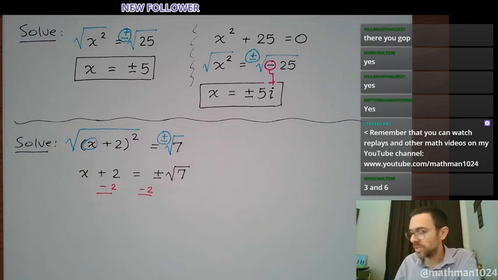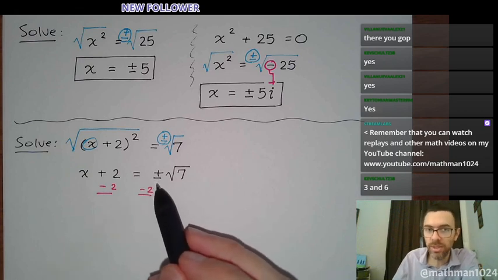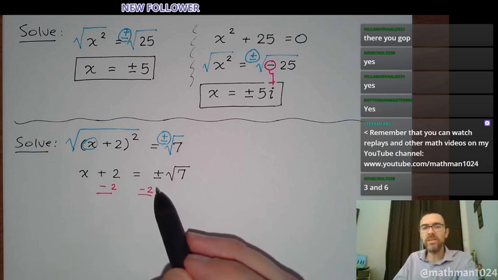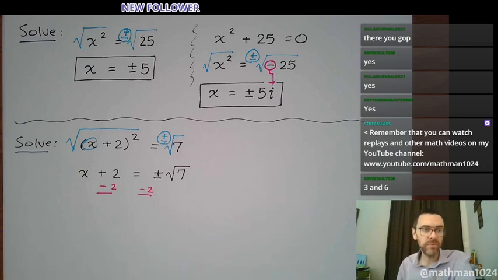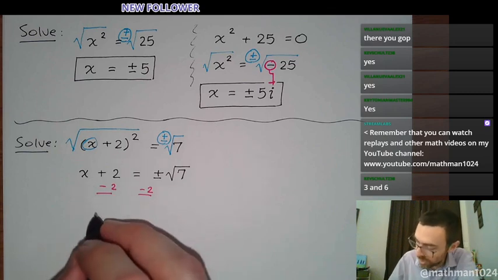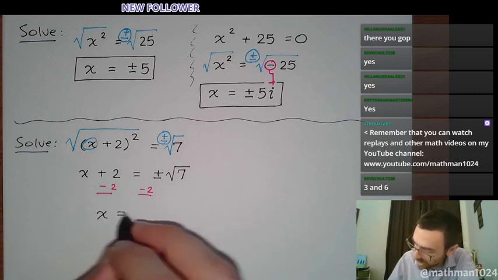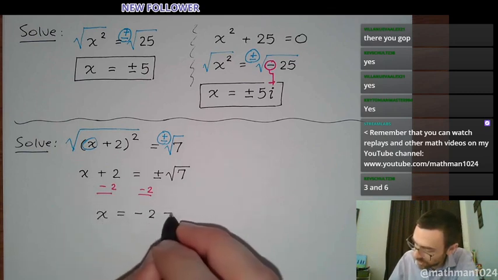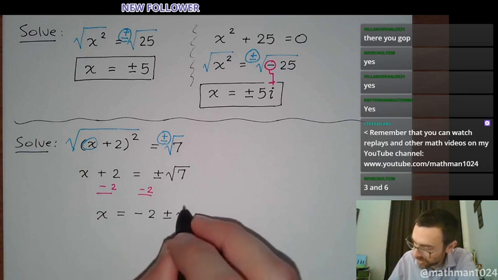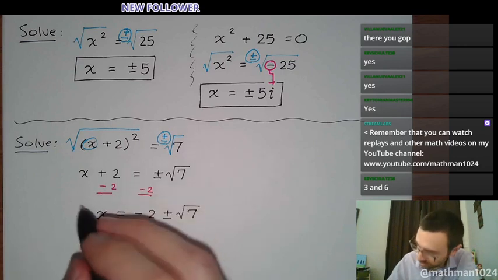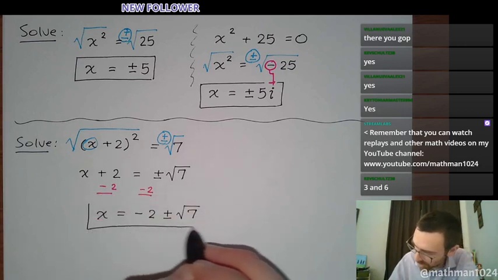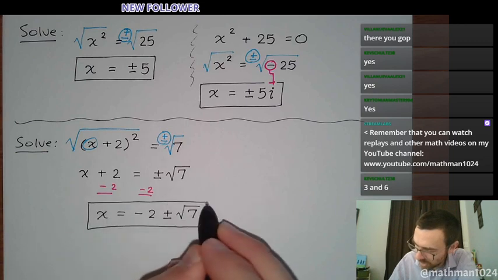Now, since there's already a plus or minus symbol in play on the right side, anything that you move over there needs to be in front of it, because it's not being affected by the plus or minus. So x is equal to -2 plus or minus the square root of 7. And that's it. You have x completely by itself, and you've got your two answers.